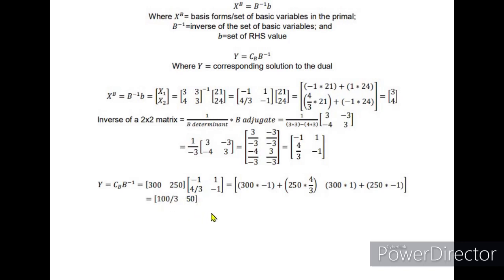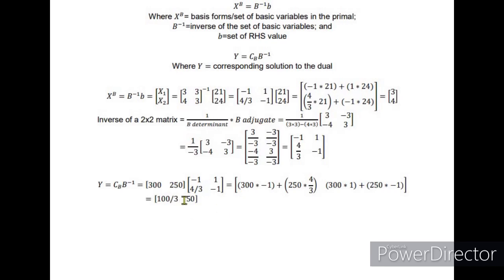So here is the dual solution, the solution for the dual of the primal problem. So x sub 1 is equal to 100 over 3 and x sub 2 is 50. Or for the dual, we represent y sub 1. Instead of x sub 1, we use y sub 1 and y sub 2.